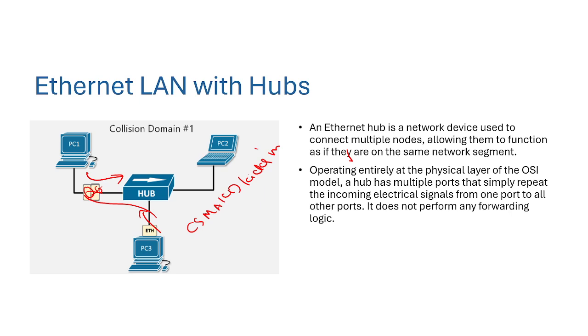And one more disadvantage with this: if the traffic is sent from PC1 to PC3, and PC3 is supposed to receive it, what happens is the electrical signal is reflected to all the ports, so it will reflect to PC2 also. So PC2 unnecessarily receives the traffic even though it doesn't need it.